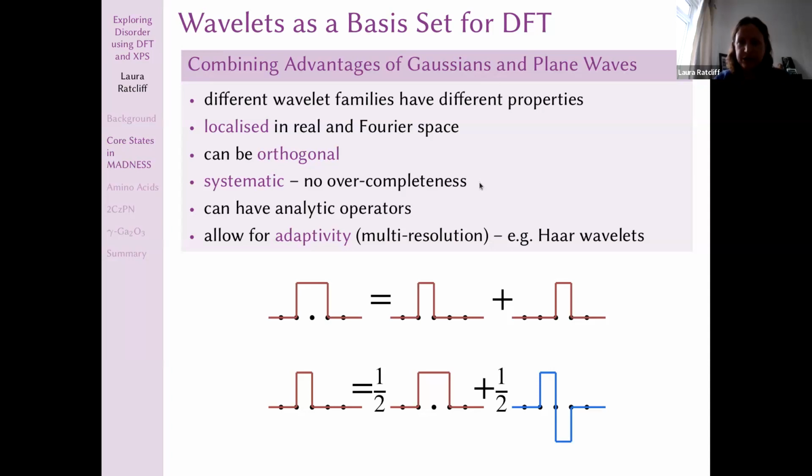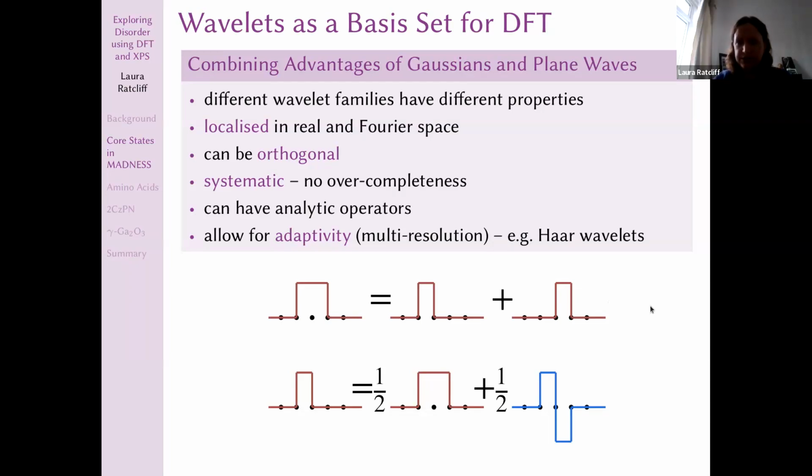So similar to the plane wave basis set, we have a handful of parameters that we can systematically converge to increase the accuracy. And we can also have analytic operators. And then there's one extra bonus property, which is adaptivity, also known as multi-resolution. So what does this mean?